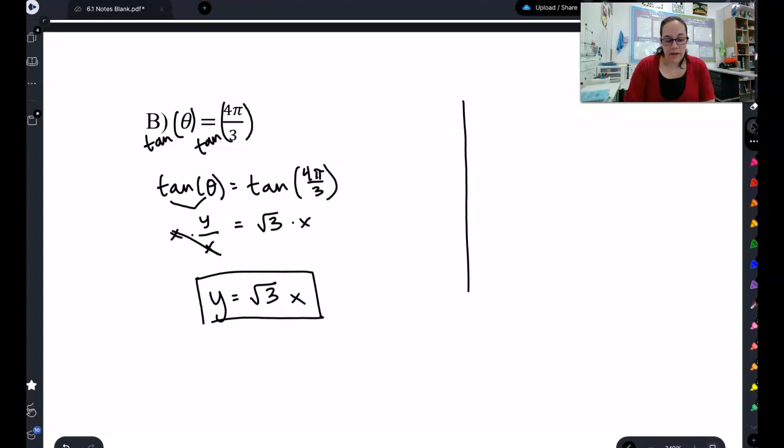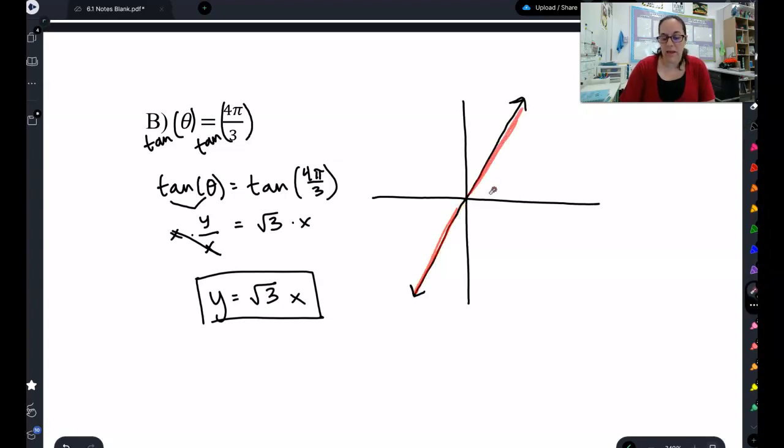And we can think about these ones logically. If I have theta equals 4 pi thirds, that's going to be a line like this, where this is my positive r values, this is my negative r values. And that line sure does look a lot like y equals square root of 3x, where the slope on this is square root of 3.